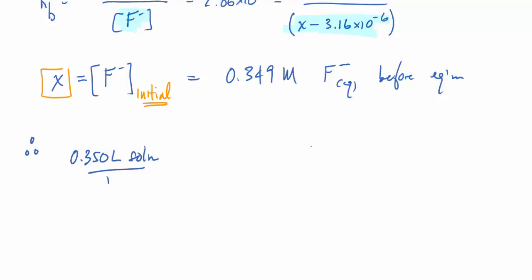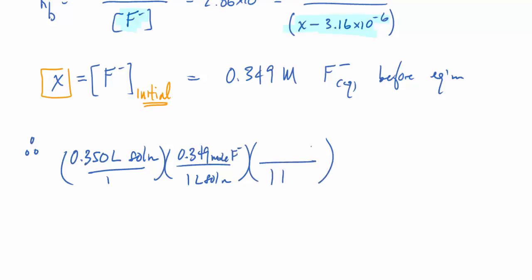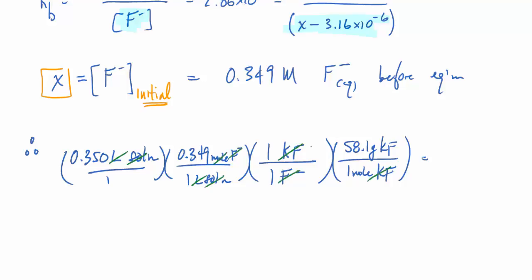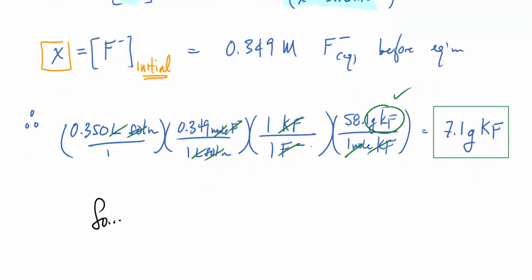So how do you get the mass from 0.349 molar fluoride ion? Well, it's 0.35 liters of solution. In every 1 liter, there's 0.349 moles of fluoride ion. It's 1 fluoride ion for every 1 mole of potassium fluoride. And finally, 1 mole of potassium fluoride has a mass of 58.1 grams. Check the units and the species. They all work out with grams of potassium fluoride. It's good, and it's 7.1 grams of potassium fluoride that are needed to make the solution. Quite a lot of it, interestingly enough.